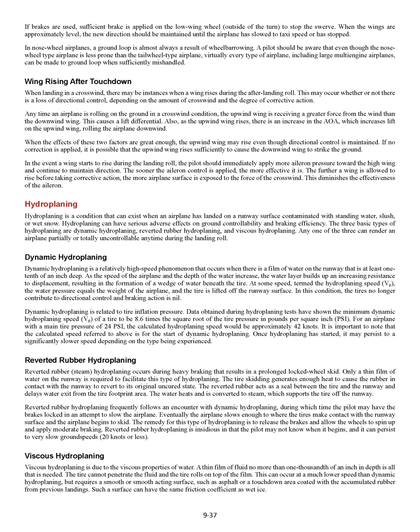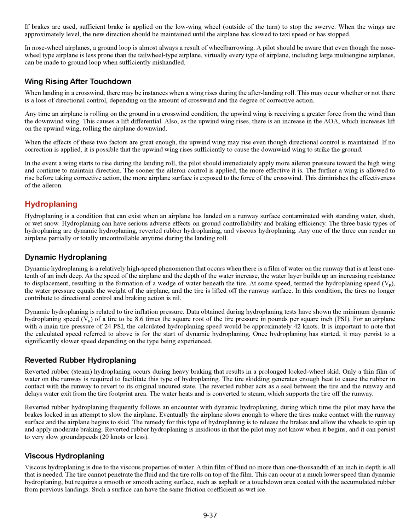When the wings are approximately level, the new direction should be maintained until the airplane has slowed to taxi speed or has stopped. In nosewheel airplanes, a ground loop is almost always a result of wheelbarrowing. A pilot should be aware that even though the nosewheel type airplane is less prone than the tailwheel type airplane, virtually every type of airplane, including large multi-engine airplanes, can be made to ground loop when sufficiently mishandled.